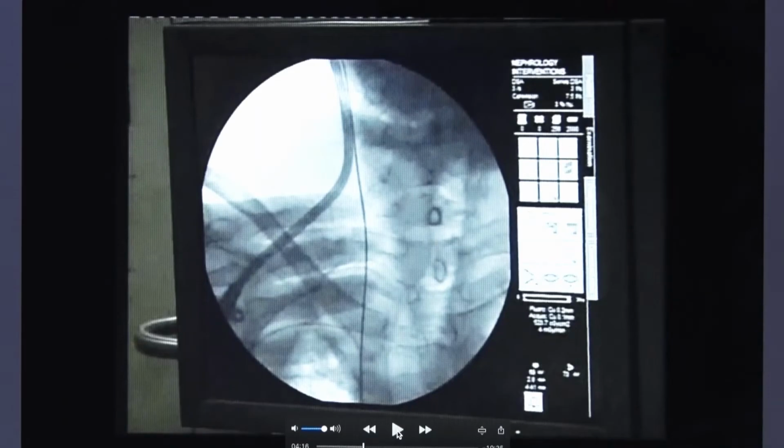My teachers used to tell me that this is the step which is most important, because most of the complications happen at this time. So all dilatations have to be under fluoroscopic guidance, and especially in the beginning of the learning curve, you have to be very careful. You don't want any complications, because you will be discouraged to do procedures further.